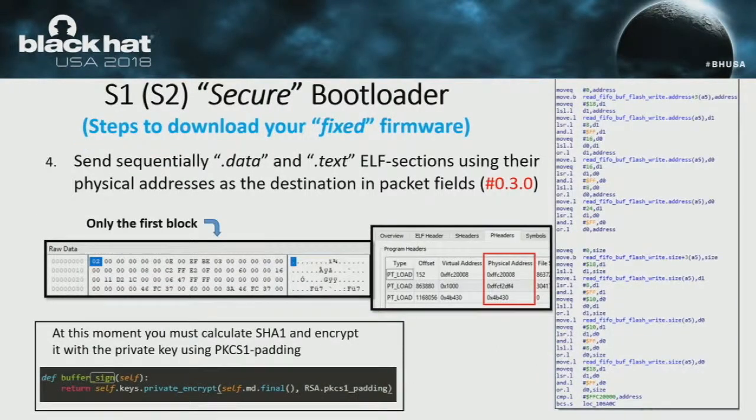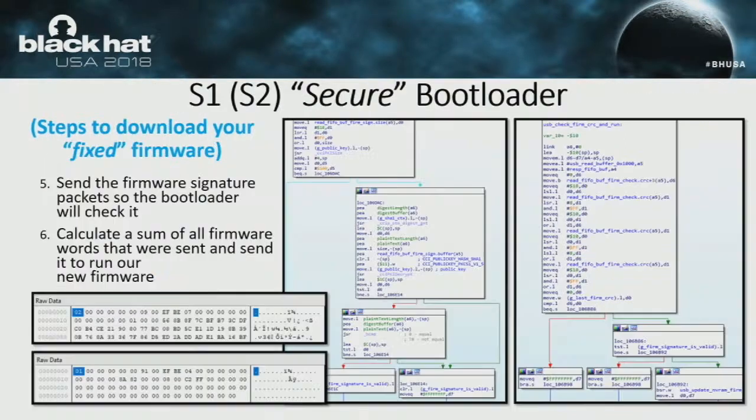The next action is to send the data and text sections sequentially, specifying physical addresses and size for every block in the packet header. Here are all the problems we encountered. You cannot just write a changed block, you must write the whole firmware sequentially. Also, you cannot specify virtual addresses here, you have to specify the physical ones.